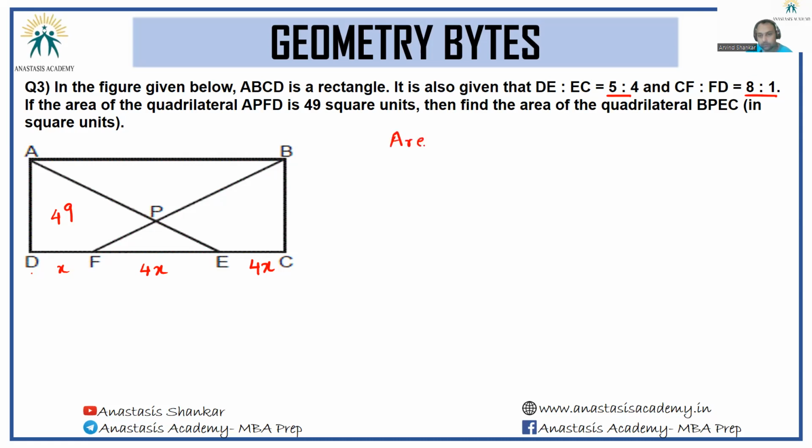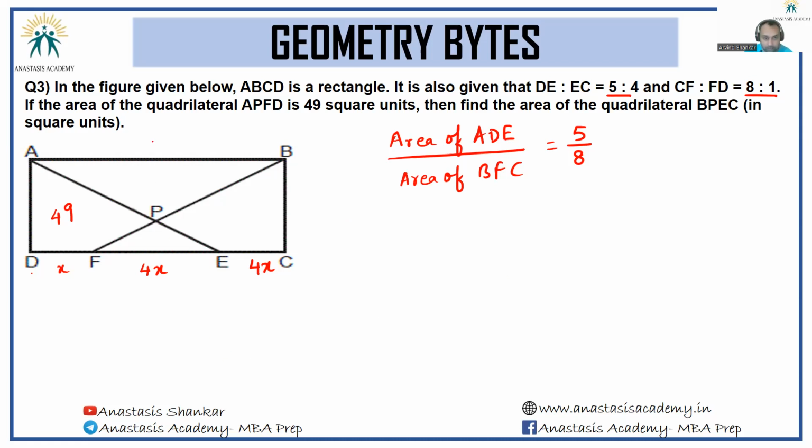Area of ADE by area of BFC should be 5 by 8, ratio wise 5 by 8, because see the height is the same, just that in ADE the base is 5, in BFC the base is 8. So this I see.